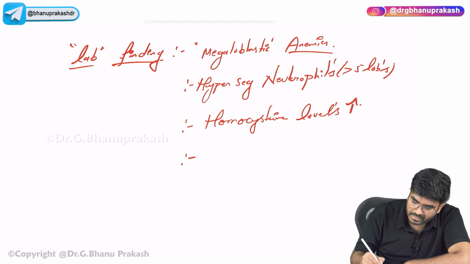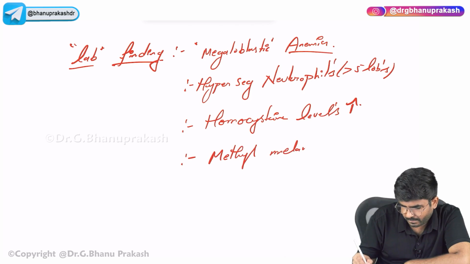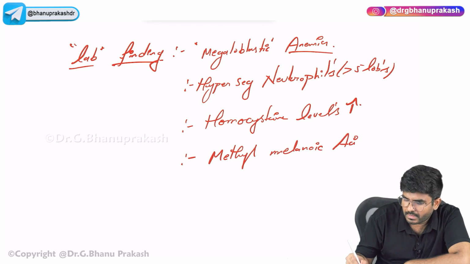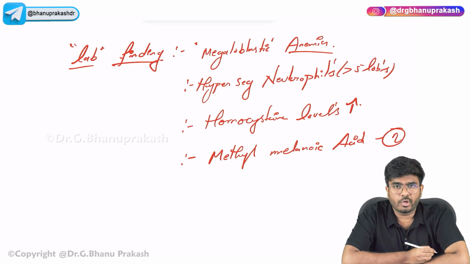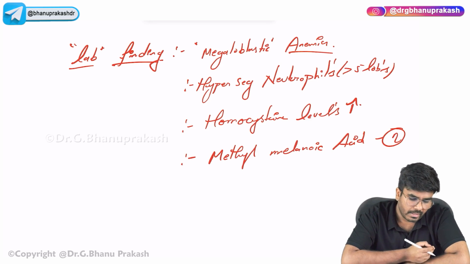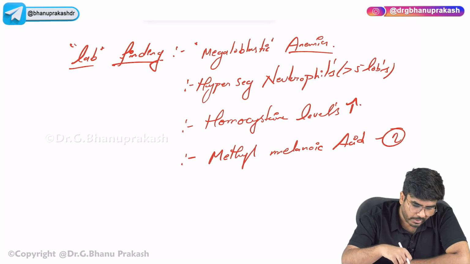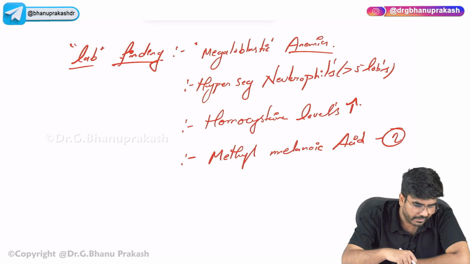And methylmalonic acid levels are maintained normal. Why am I talking about methylmalonic acid levels here? Because later I am going to explain the second type of megaloblastic anemia, B12 deficiency anemia. In B12 deficiency anemia, methylmalonic acid levels are going to be elevated, so don't forget about it. In B12 deficiency, not in folate deficiency.